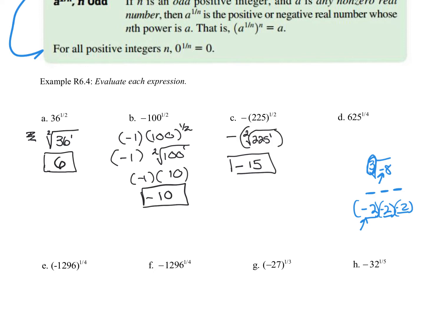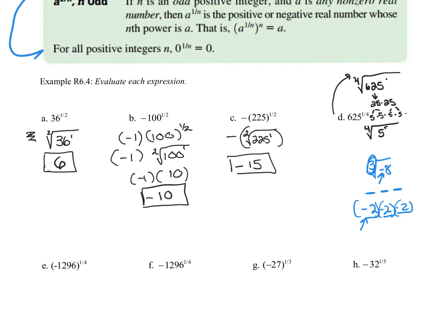Okay, and then this last one, I'm going to do up here because I have this blue down here. So this one is 625 to the first power, but this time I want the fourth root. 25 times 25 is 625, which means 5 times 5 times 5 times 5 is 625. And so what I really have right now is the fourth root of 5 to the 5th.